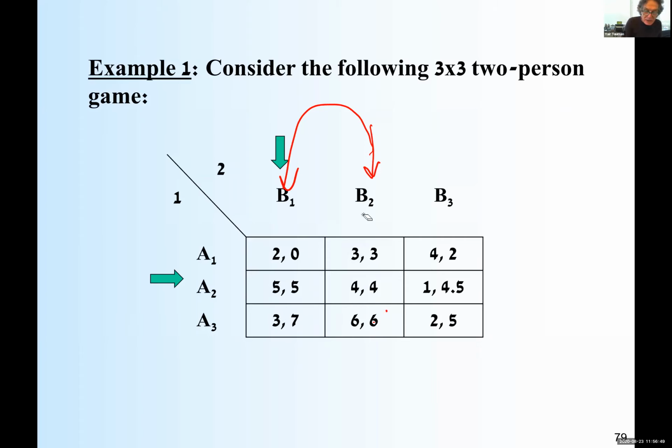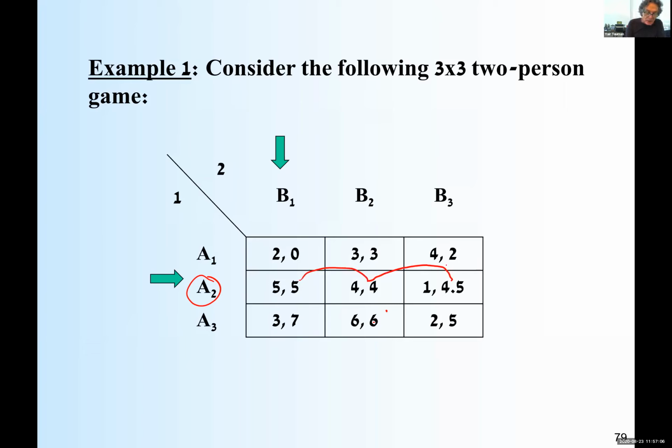So this is an equilibrium. Let's check that this is an equilibrium. Given that I play A2, you get 5 if you play B1. If you move here, you get 4. If you move to B3, you get 4.5. You are happy.